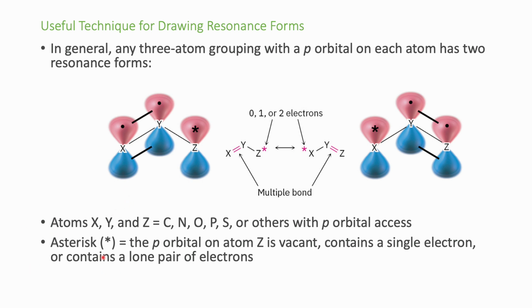And here this is showing you that atoms X, Y, and Z could be carbon, nitrogen, oxygen, phosphorus, sulfur. A good example of this is the carbon and oxygen version in acetate. But it could be any atoms with p orbital access, but most likely it's going to be these, to be honest. The asterisk means that a p orbital is vacant. It either contains a single electron or a lone pair.